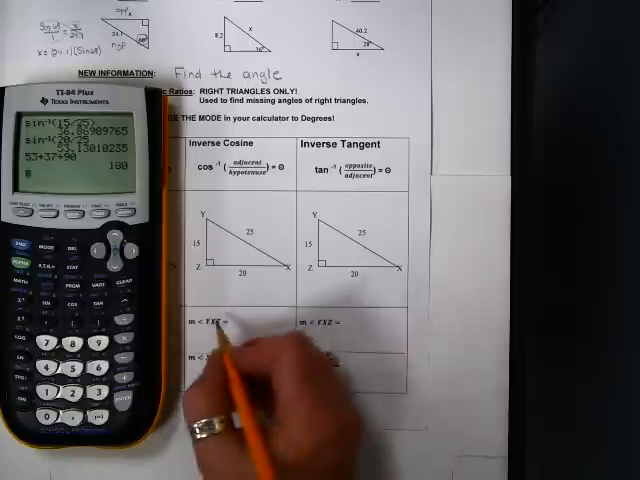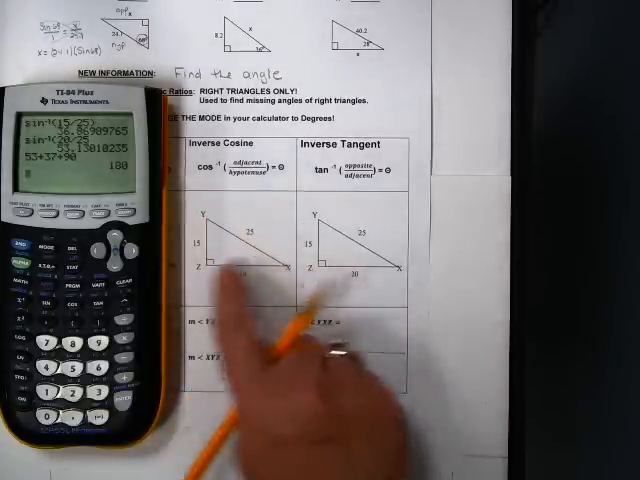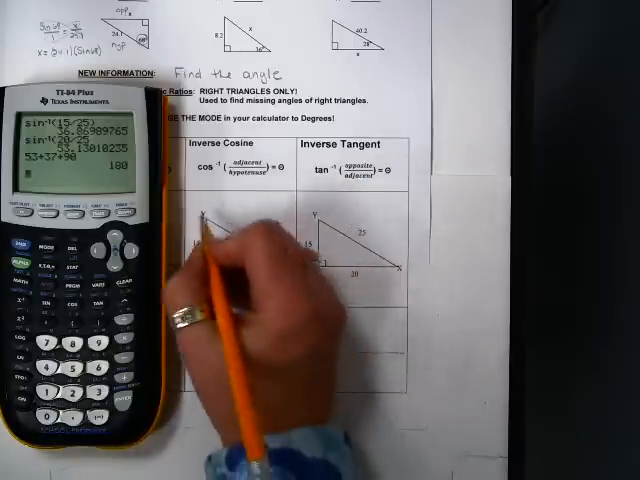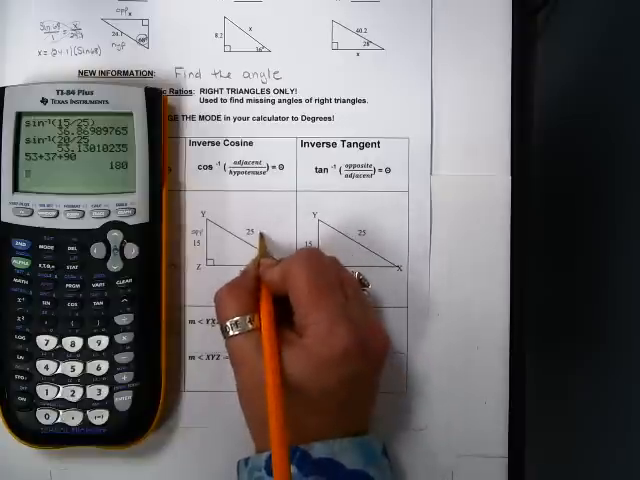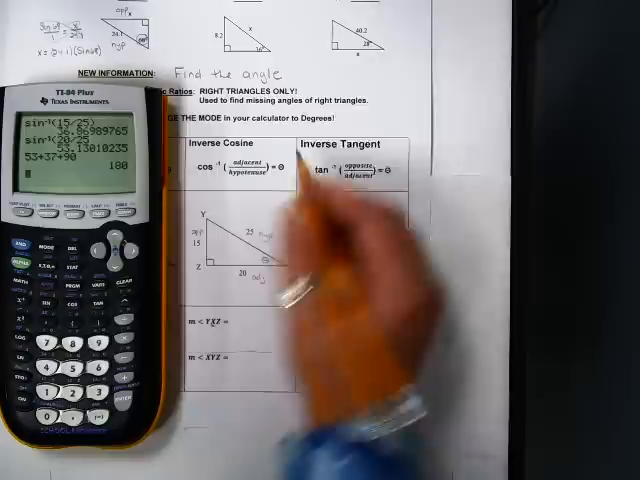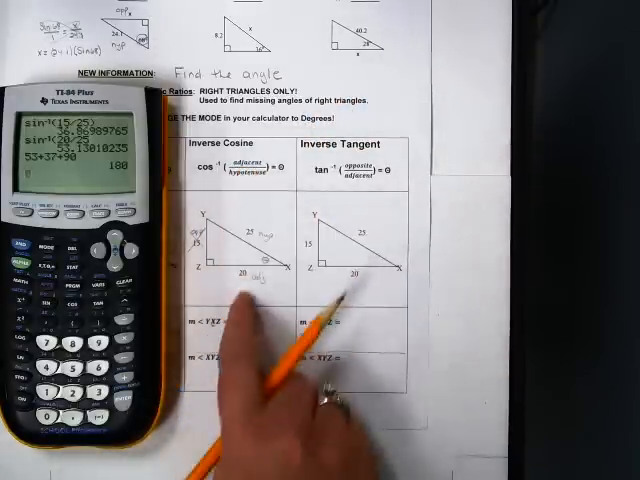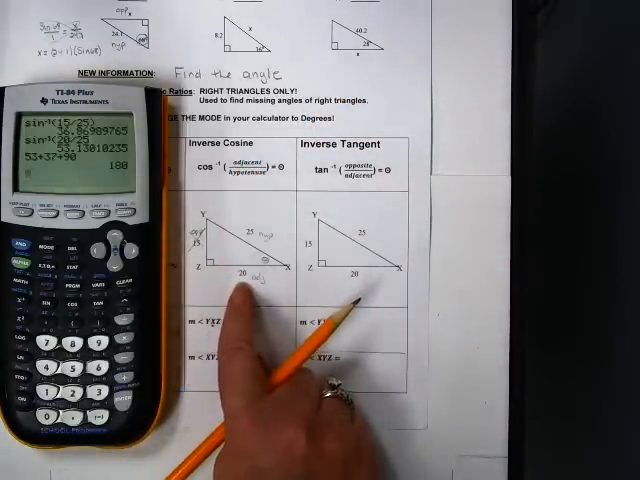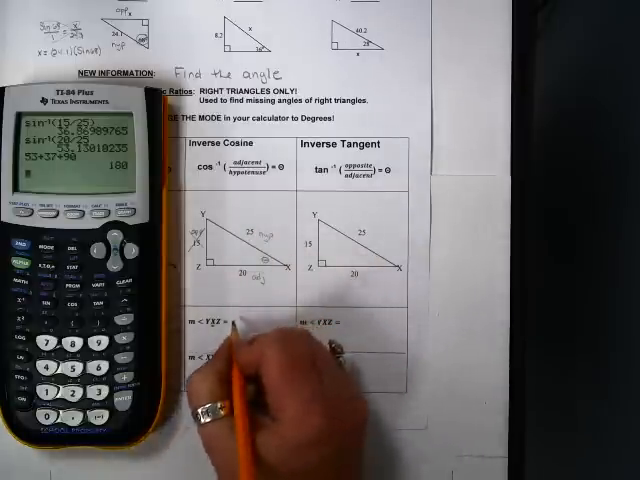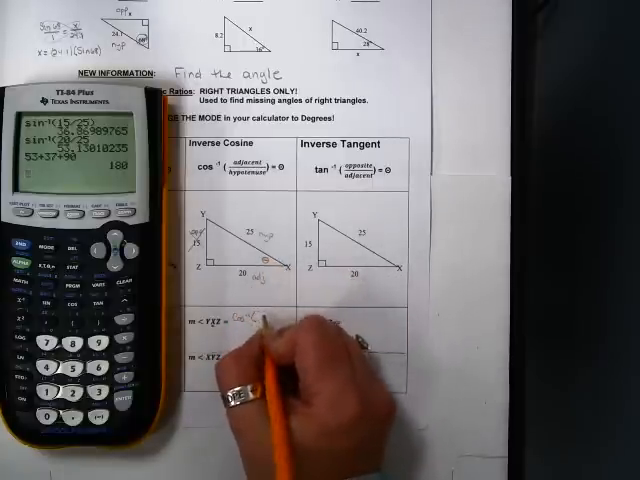Cosine. Again, the letter in the middle is my focus, YXZ, so this is my theta. This is opposite, hypotenuse, adjacent. This time, since I'm dealing with cosine, I'm not going to worry about this one. I'm only going to worry about the adjacent. It's adjacent over hypotenuse. So this time I'm going to put cosine -1. My adjacent side is 20 over 25.